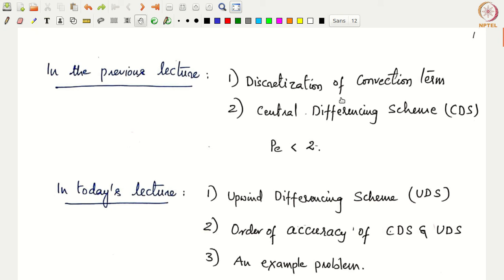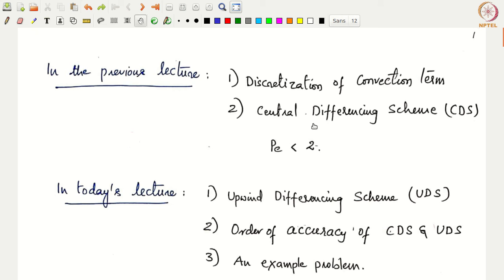The rho u bar phi, the convection term, we have learned how to discretize it, and then we have also looked at one particular scheme of discretization that we named the central difference scheme, that is CDS. Basically, where the face value of the dependent variable phi e is expressed as a linear average or linear interpolation of the east and the primary phases, right?